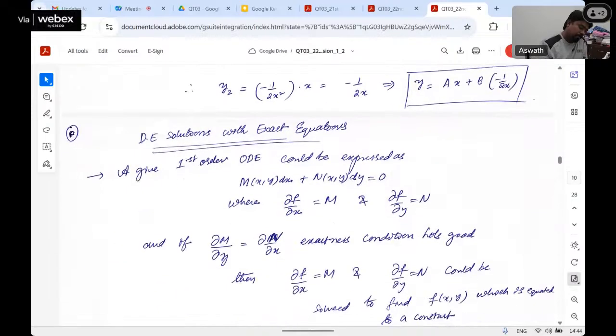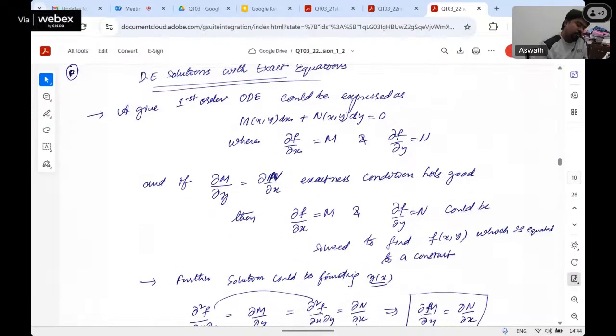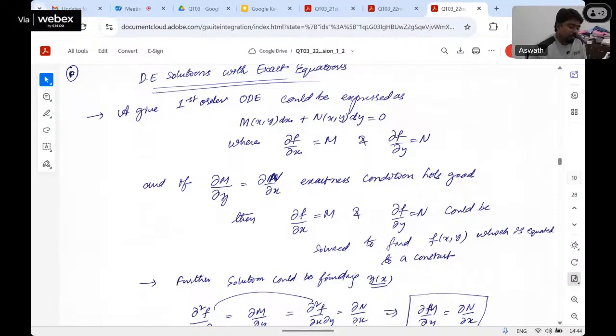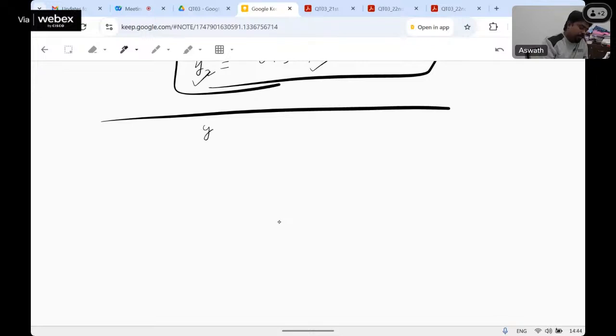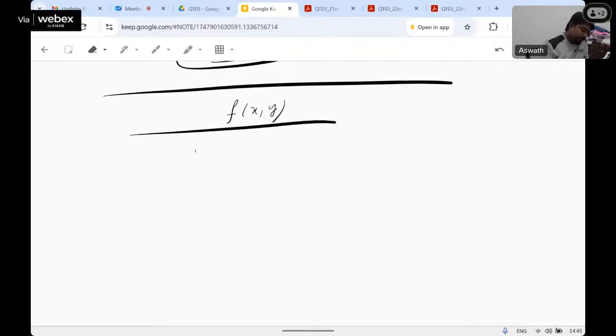Okay, there is one more interesting method. Somebody was asking yesterday about partial differential equations, right? Partial differential equations come when the systems involved are functions of multiple things. If I just write a given differential equation as m into dx plus n into dy is equal to 0.